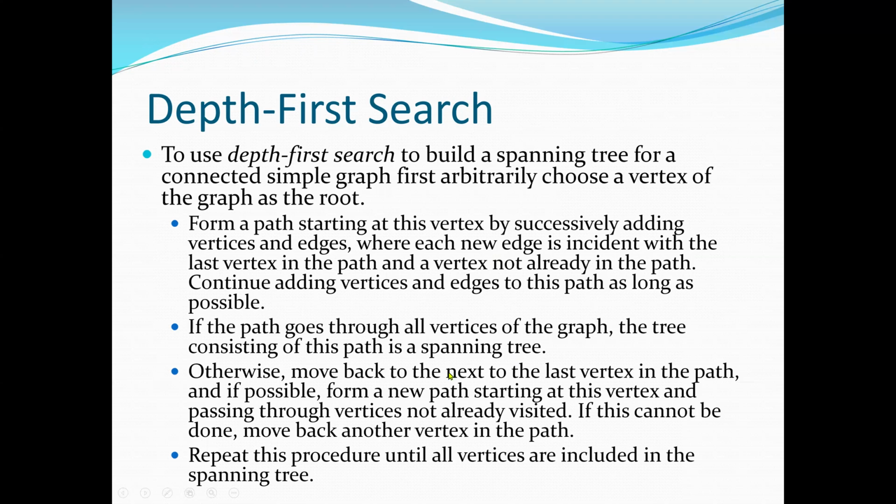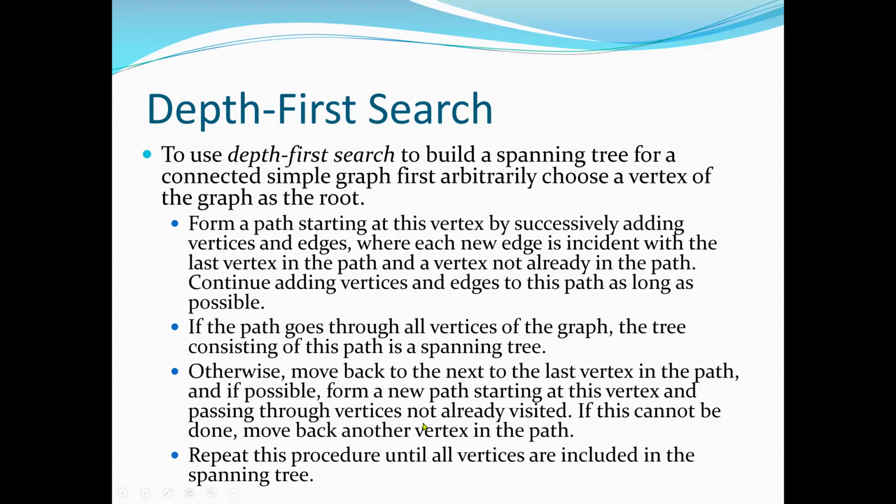If the path goes through all the vertices of the graph, the tree consisting of this path is a spanning tree. Otherwise, using the concept of backtracking, we move back to the last vertex in the path, and if possible, we form a new path starting at this vertex and passing through vertices not already visited. If this cannot be done, move back another vertex in the path. We repeat this procedure until we visit all the vertices in the graph and we form a spanning tree.